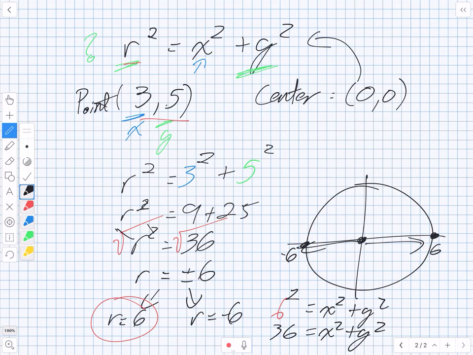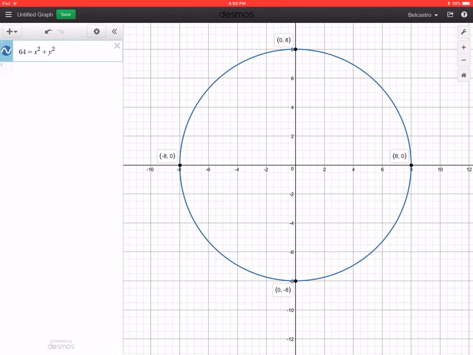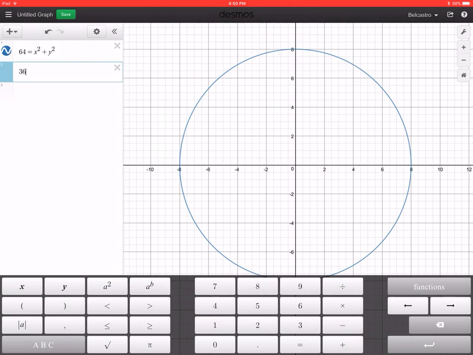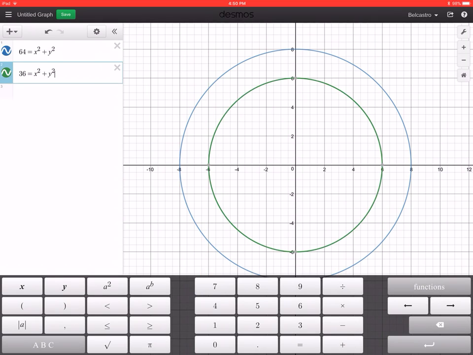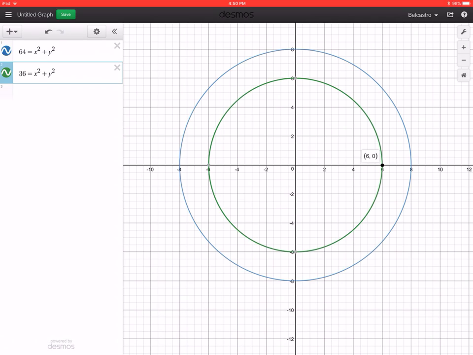And let's go check our program one more time. If we have something that says 36 is equal to x squared plus y squared. There you go. Same idea as before. Here's all of our points along the circle.